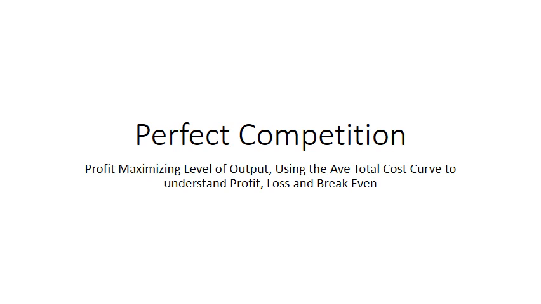Hi folks, this is chapter 12, part 1. We're going to talk about perfect competition, the first of our market structures, and specifically how firms choose a profit maximizing level of output. In addition to learning about Q star, we're also going to start using our average total cost curve to understand profit, loss, and break-even outcomes for the firm.